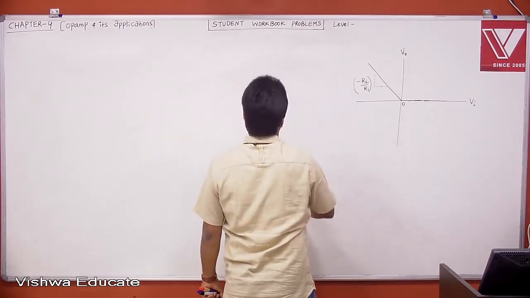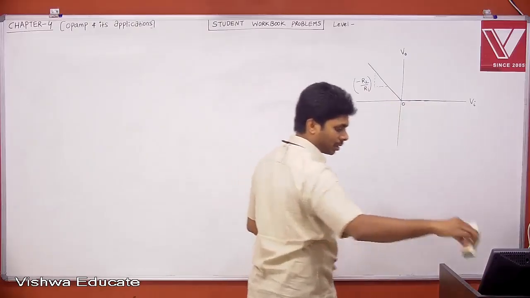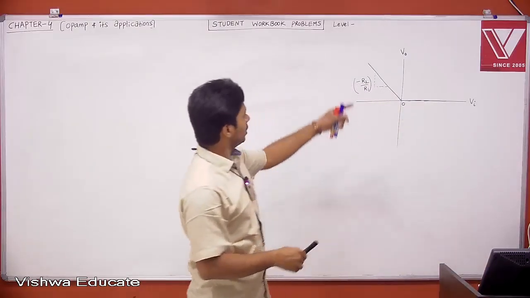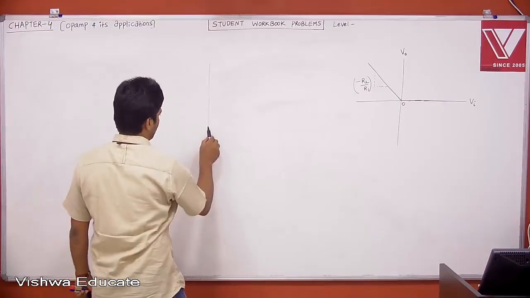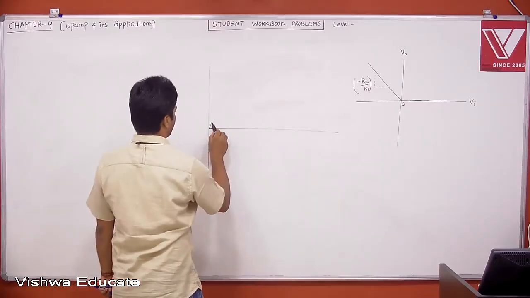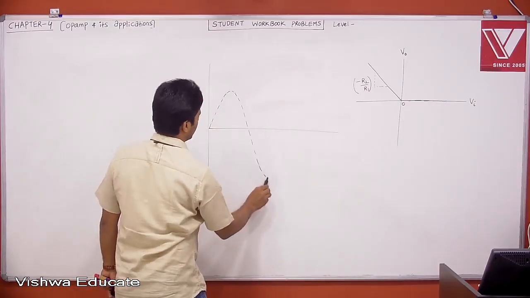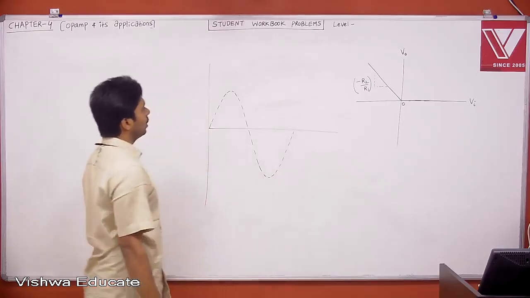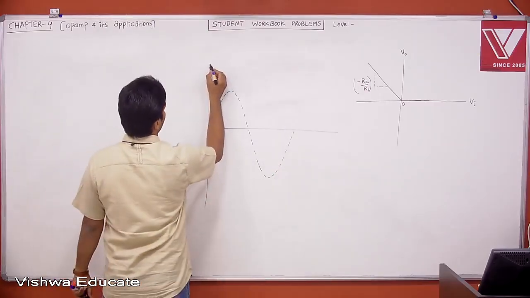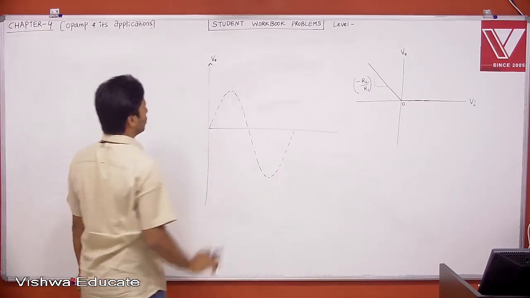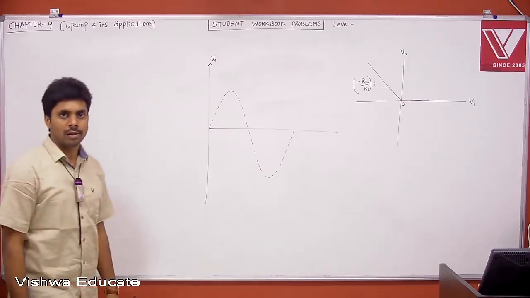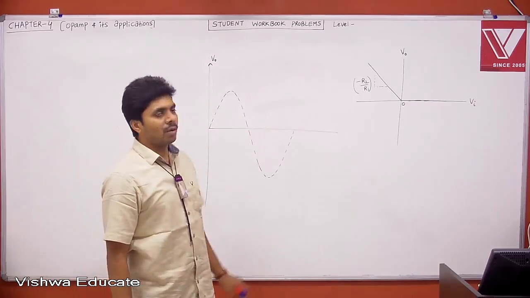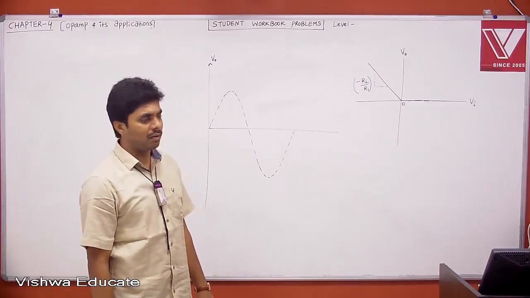Before going to level 2, let me complete something here. What is the meaning of this? For example, if I give a sine wave, let us say this is your input signal. Tell me what is your output. If a circuit is given, once you represent your circuit with a transfer curve, we don't need the circuit. The transfer curve is enough to find your output for any given input.